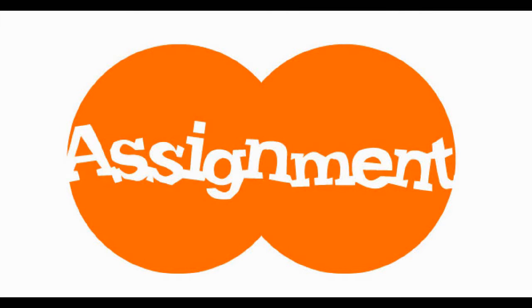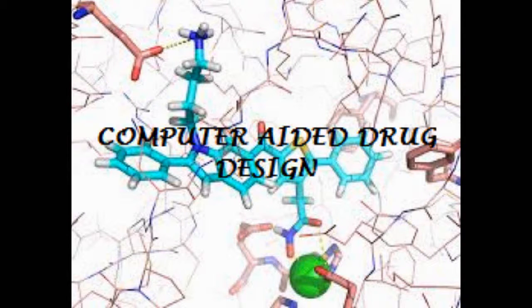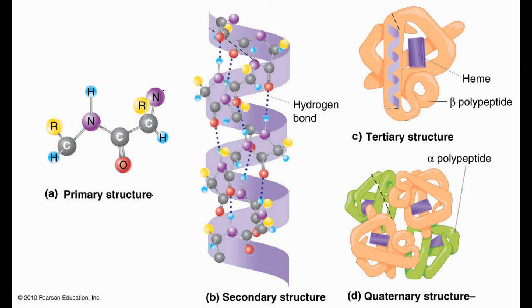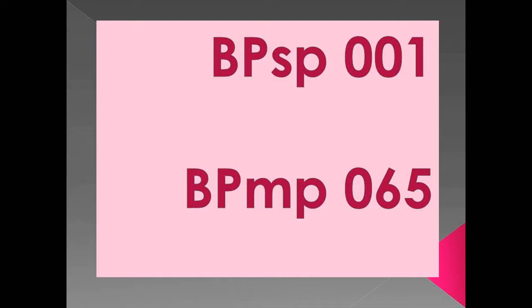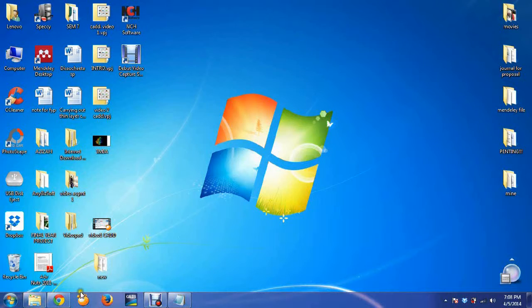This is an individual assignment for the computer-aided drug design subject. This task is to determine the secondary and tertiary structure, as well as the phylogenetic tree, from a given unknown protein sequence. For this task, two protein sequences with the codes BPSP001 and BPMP065 have been assigned to me.